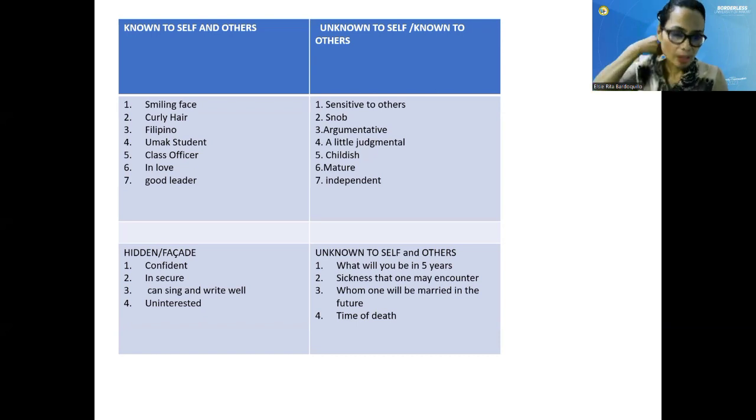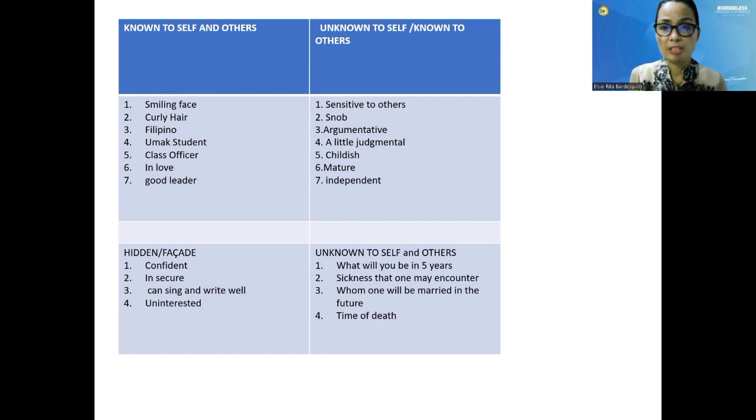Okay. And then, pwede din yung pagiging good leader, especially those who have been voted for that role. So, alam niya na yun sa sarili niya. Alam niya na rin yung iba. Kaya nga binoboto ulit. Okay. Then, unknown to self and known to others, pwedeng hindi alam ng tao na sensitive pala siya masyado sa iba. Sobrang pikon, no?